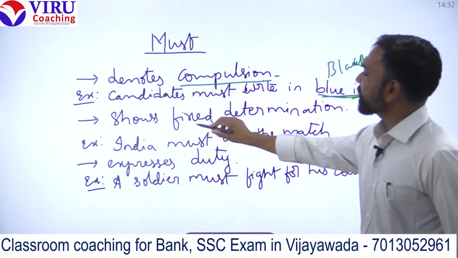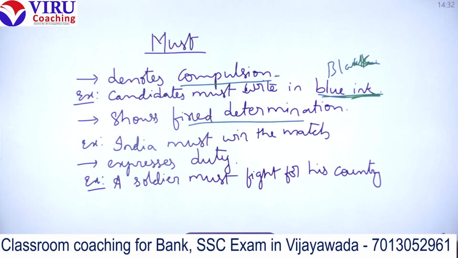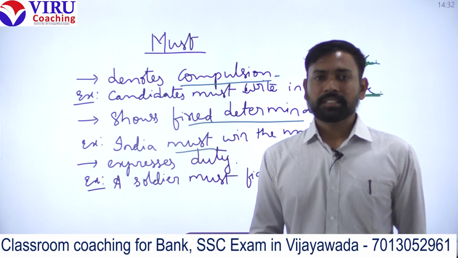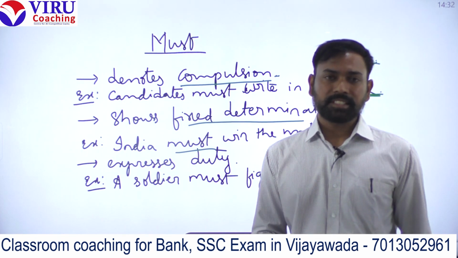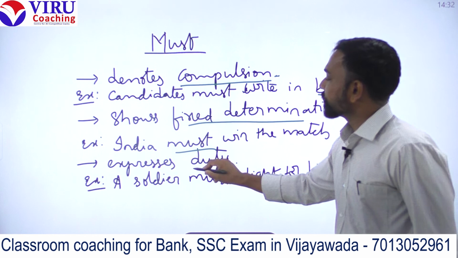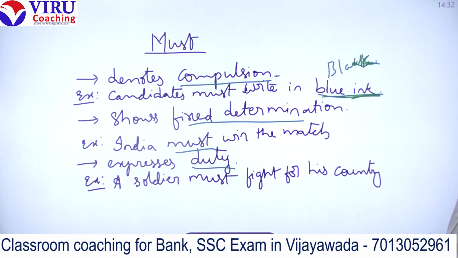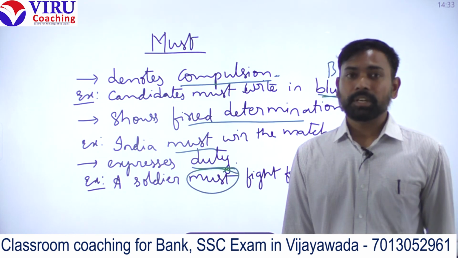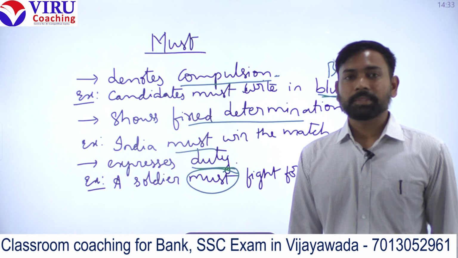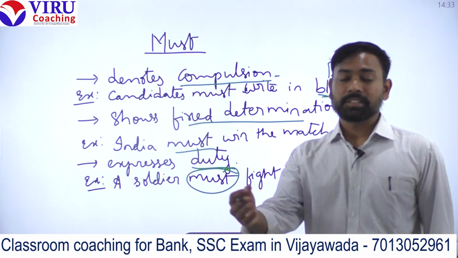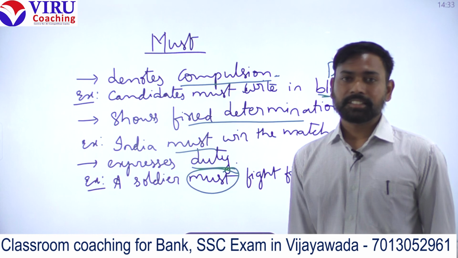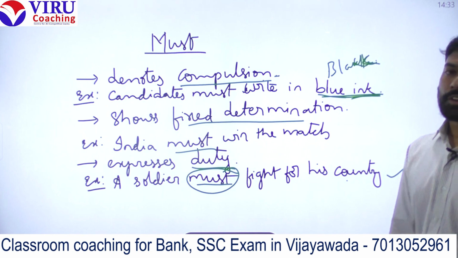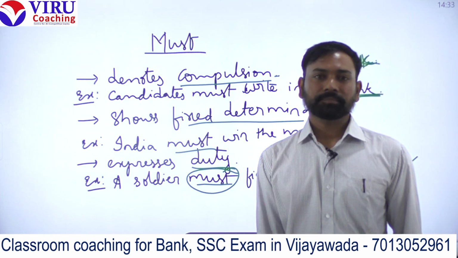Must shows fixed determination. India must win the match. Maybe the match is crucial. So India must win the match. This is a fixed determination. Must expresses duty. A soldier must fight for his country. Must is a compulsion, and must is also a duty. After all, he is paid by the government, so he is supposed to fight for his country, not for some other country. A soldier must fight for his country. Must shows duty. A government servant must serve the government.